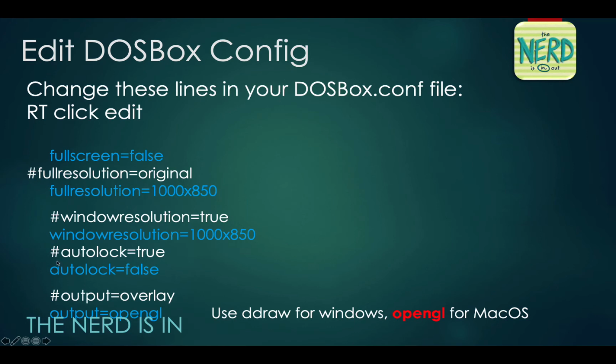Now, so that your mouse is not captured inside of the window, you want to say auto lock equals false, and then most importantly, you want to say output equals OpenGL. Now, if you're on Windows, you would say output equals DDraw, direct draw, but for the macOS, use OpenGL. So those are the changes I need to make to the config file.